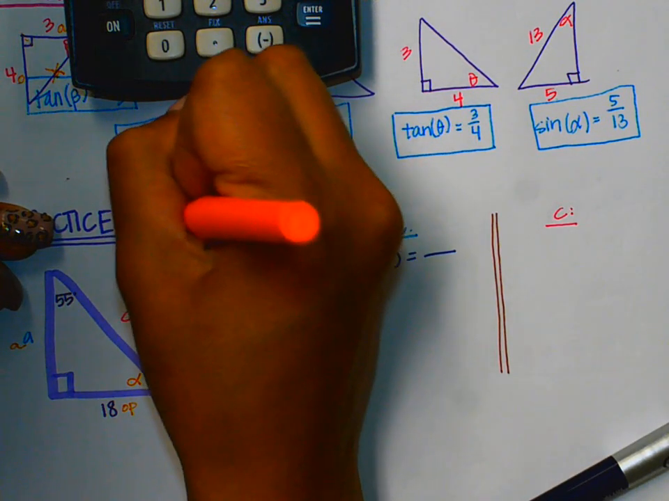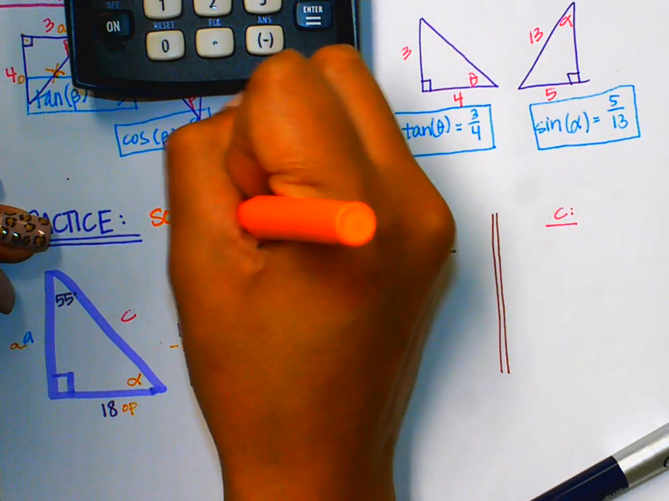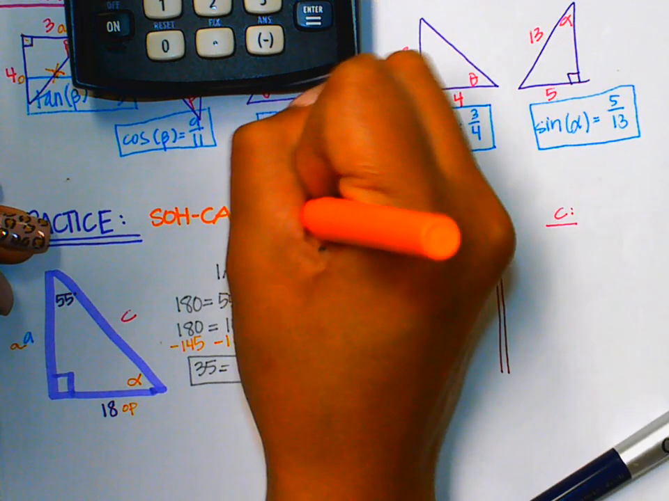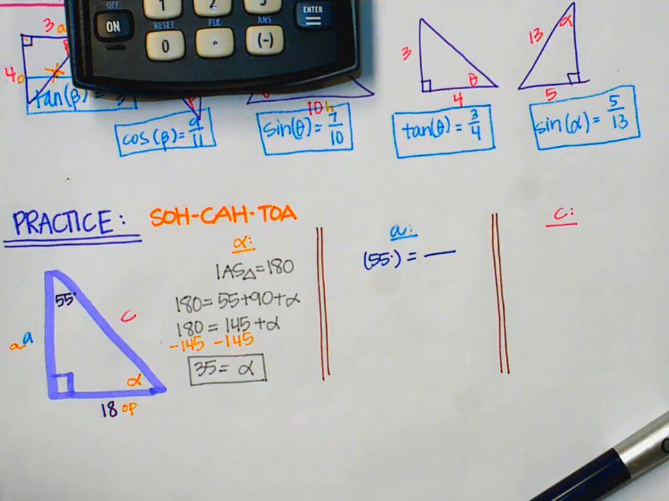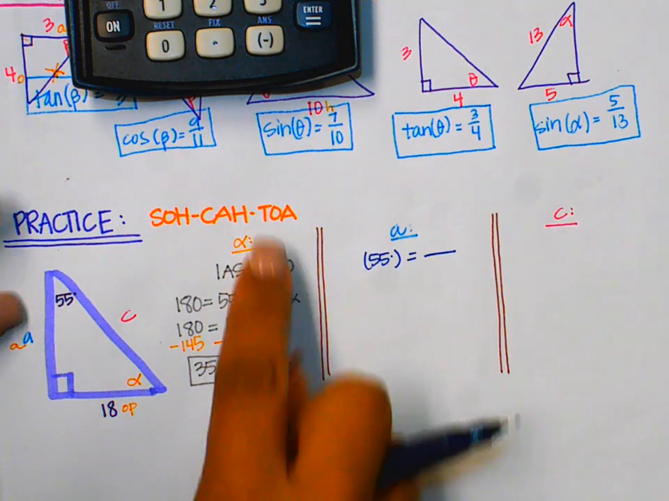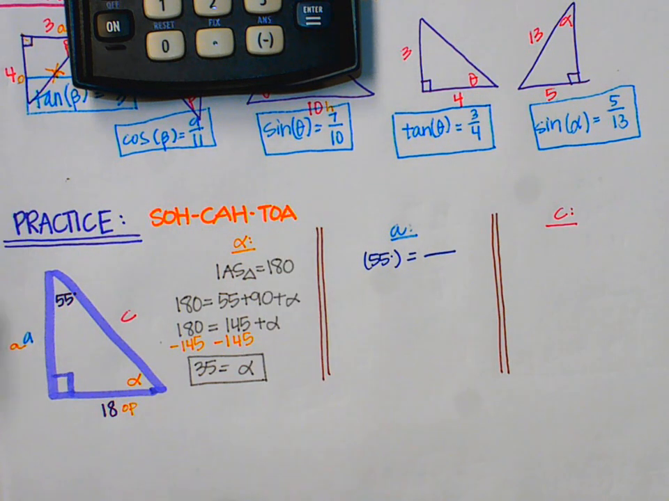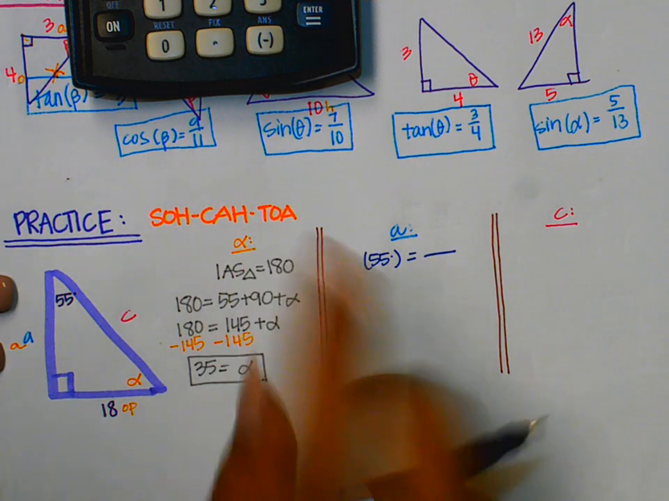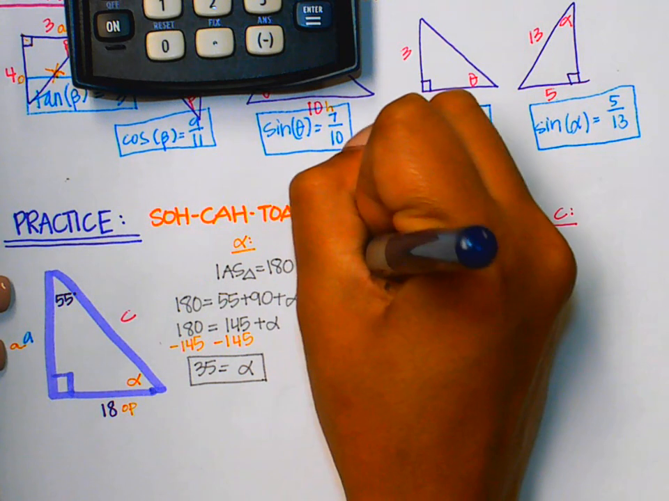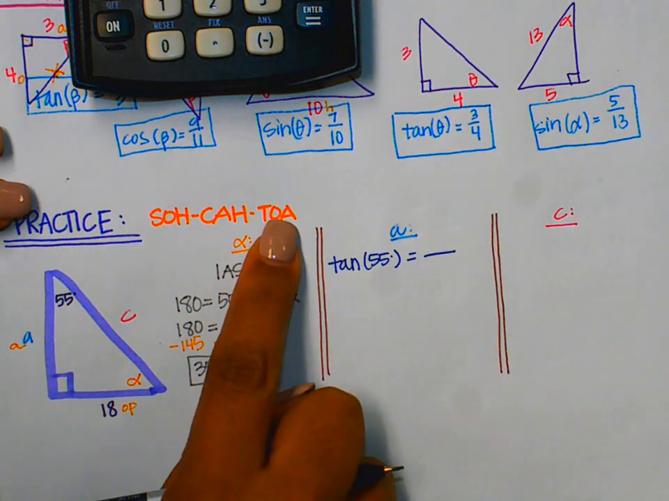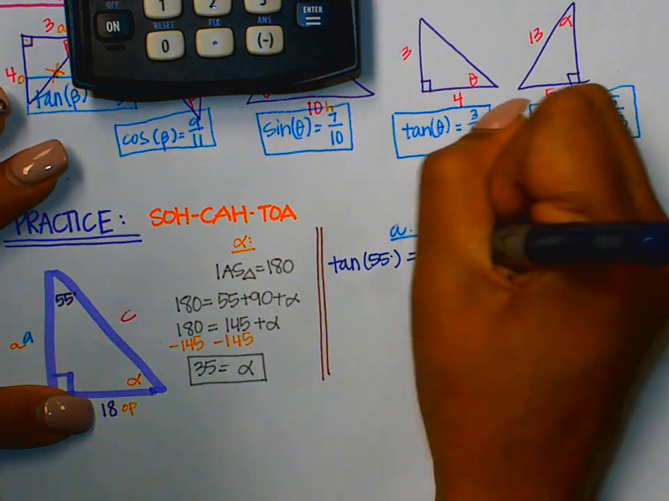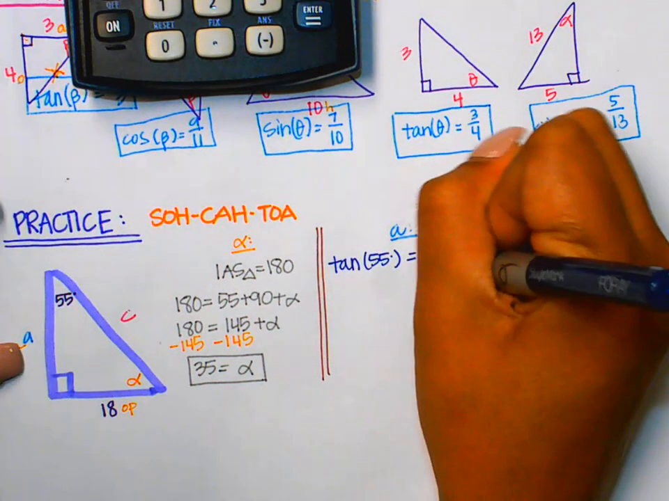When I write my SOH CAH TOA again, just to keep it more zoomed in and I don't have to go back to the top, I'm going to see which one of my trig identities deals with adjacent and opposite. And that would give me tangent. So I'm going to say that tangent of my 55, that's my reference angle, is going to be opposite over adjacent. So opposite is 18 over adjacent, which is my A.